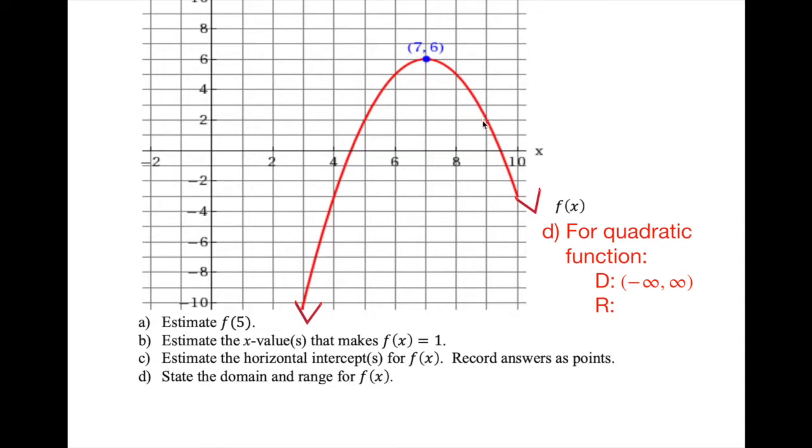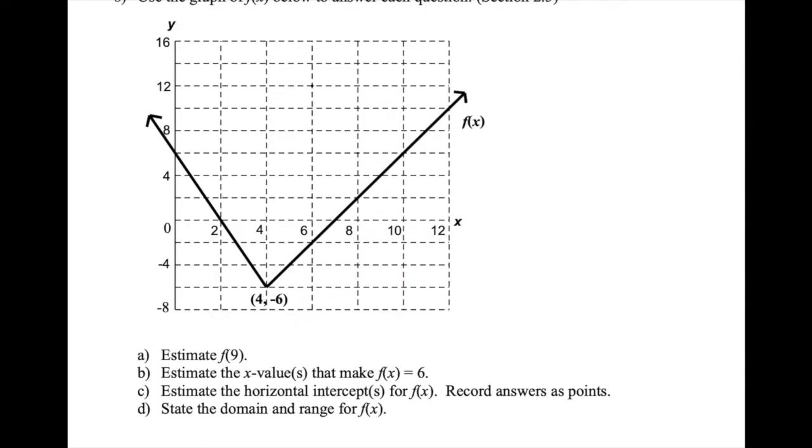For the range, this parabola opens down, so it has a maximum point. It can reach any height down here, but up there it can only reach a height at y equal to 6. So it's negative infinity all the way up to 6. We use a square bracket here because 6 could be reached. It could be reached at this vertex point. So that's the range.